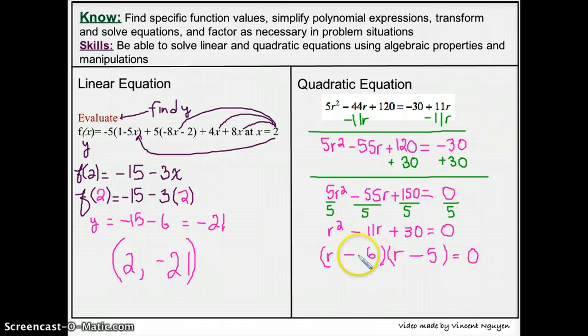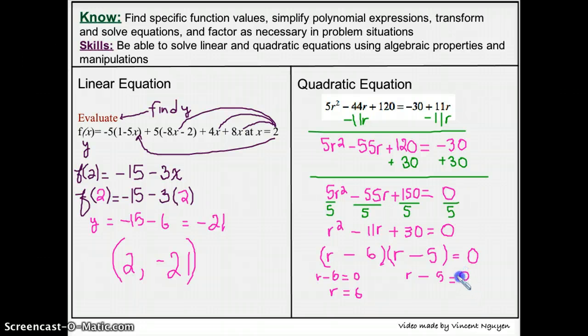I have both negative here because negative 6 times negative 5 will make positive 30, and negative 6 added to negative 5 will make negative 11. So it turned out that my two factors are r minus 6 and r minus 5. So I set each one equal to 0 in order to solve. Remember the zero product property: A times B equal to 0, so A must be 0, or B must be 0. So the first equation turned out to be 6, and the second equation, of course, turned out to be 5 after I'm done solving it.